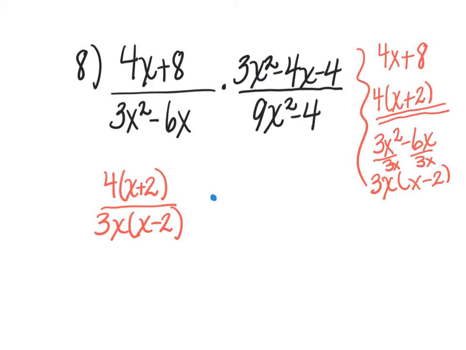Going to the next fraction, 3x² - 4x - 4 is in the numerator. So let's do our scratch work. 3x² - 4x - 4. So 3 times negative 4, or a times c, is negative 12, and b is negative 4. So that means I'm going to be looking for a negative 6 times 2. So I'm going to split up b into a negative 6x and a positive 2x, and then I'll bring down my first and last term.